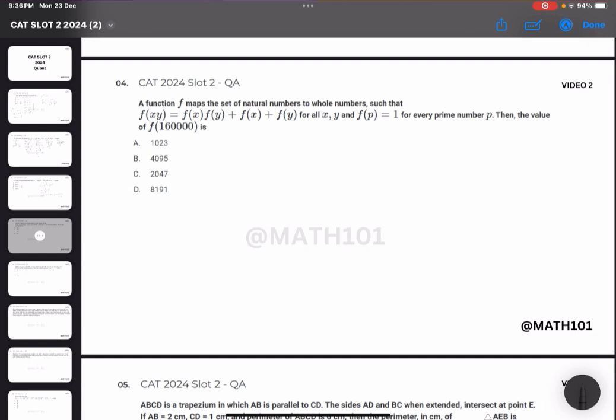f(xy) equals f(y) plus f(x) plus xy. It maps the set of natural numbers to the whole numbers. f(p) equals 1 for every prime. So we'll start by prime factorizing 160,000. It's simply 16 into 10 to the power of 4. It is 2 to the power of 8 into 5 to the power of 4.